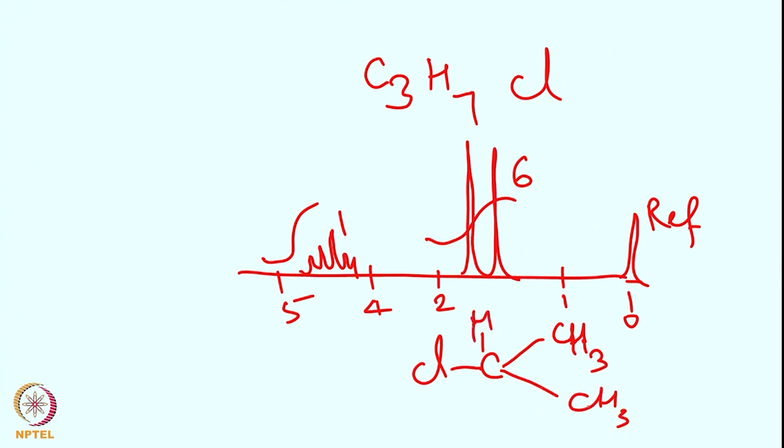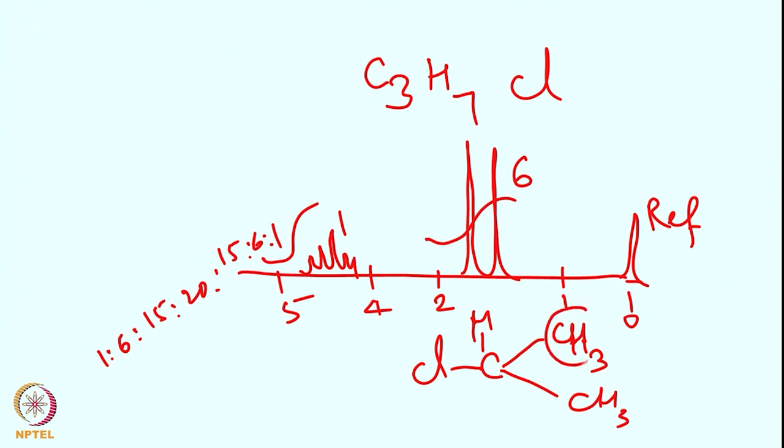Now, this we can explain. The 6 protons will split this into how many? 7, and one can know what the ratio of this splitting will be. So, one can identify these molecules very easily. For 6 protons it should be 1:6:15:20:15:6:1, and this proton will split these chemically equivalent 6 protons. So, that is why it is a doublet.